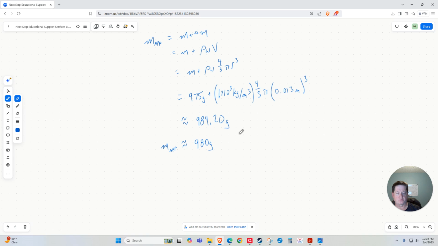That is the new reading on the scale due to the mass of the displaced water. So that should take care of it for this one. Moving on to the next.